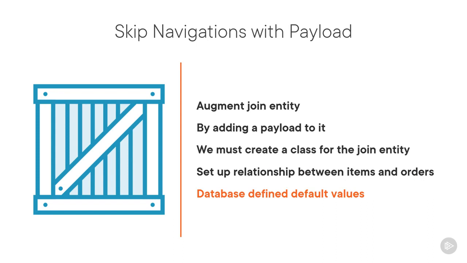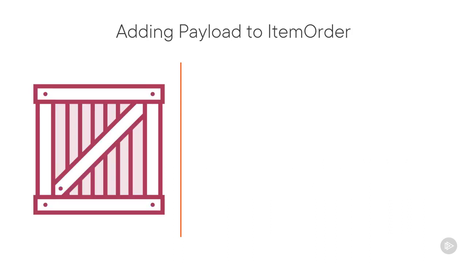columns containing database-defined default values to the join table, but as we shall soon see, it can also be used to add other data. Because in our case, we'll use such a payload to overcome the inherent flaw in how we've set up the relationship between items and orders, which means that a customer can currently only purchase one instance of each individual type of item in a single order.